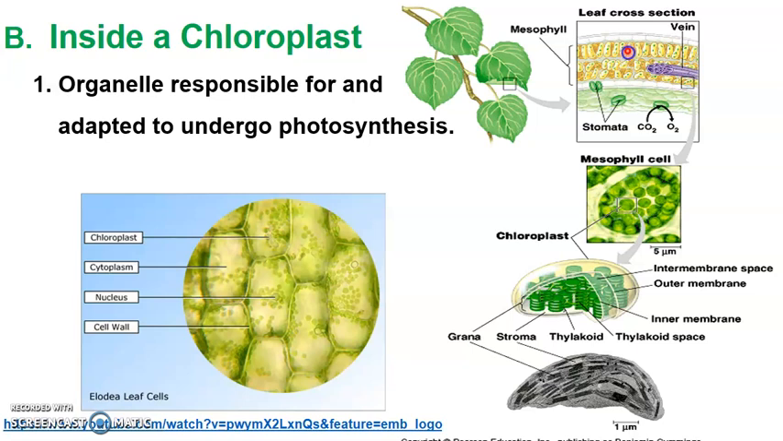All right, what we're going to do is zoom in on one of those cells, look at one of them and bring one of those green little blobs out. And here's what the chloroplast looks like. This is an organelle that again is responsible for and adapted to undergo photosynthesis.